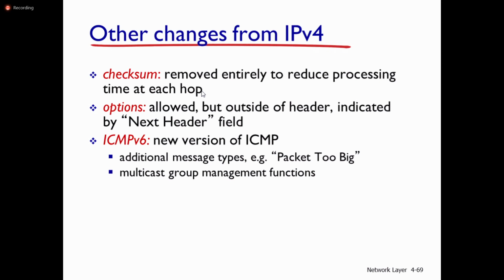But if you look at the IPv4 datagram format, there is a checksum that is used for error detection. But in IPv6, the checksum is removed to reduce the time. Whenever there is a checksum, the data has to be processed at every hop in the network. So here the checksum is removed entirely to reduce the processing time at every node in the network in IPv6. That is the thing you need to keep in mind.